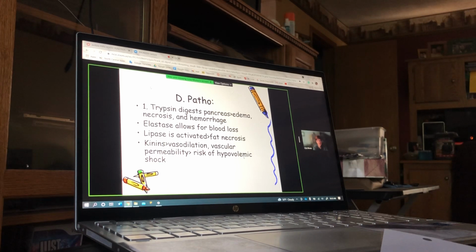So trypsin is activated, lipase is activated, causes fat necrosis. We have kinins that are stimulated and they cause vasodilation. They cause fluid loss, even blood loss, and it can cause shock for us.